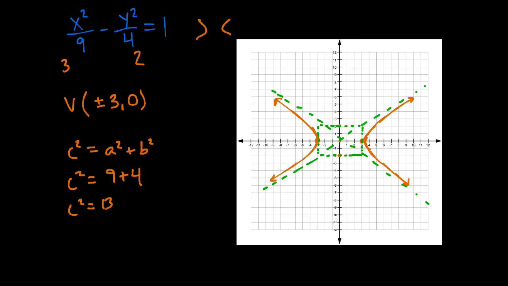So c is the square root of 13, which would be 3 point something. In this one, we could put that our foci are at plus or minus square root of 13, 0. So 3 point something. I'll put those just inside of 4 because I don't have a lot of room. That would be our foci. So there's the graph, the vertices, and the foci.